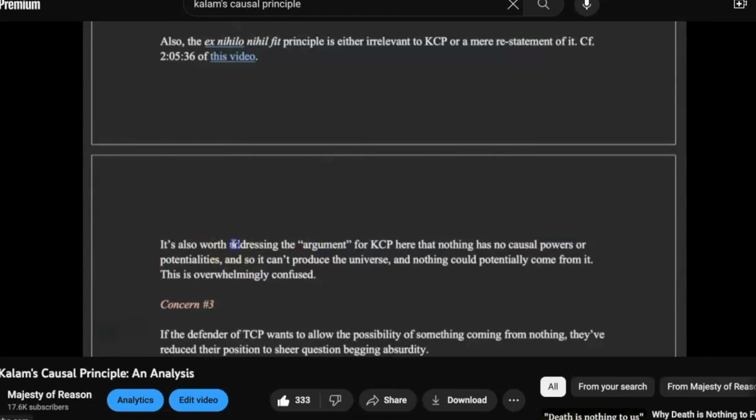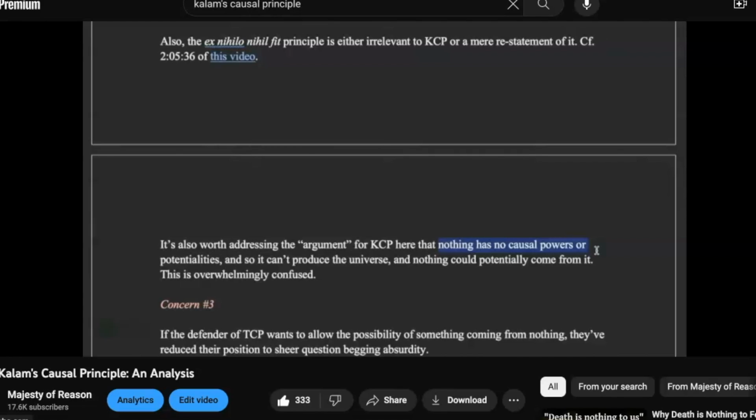And so this would also address the quote-unquote argument that I've seen some people offer for the Kalam's causal principle, according to which nothing has no causal powers or potentialities. And so clearly something can't come from nothing, because nothing doesn't even have the potential to produce something, or it doesn't even have causal powers to produce something.